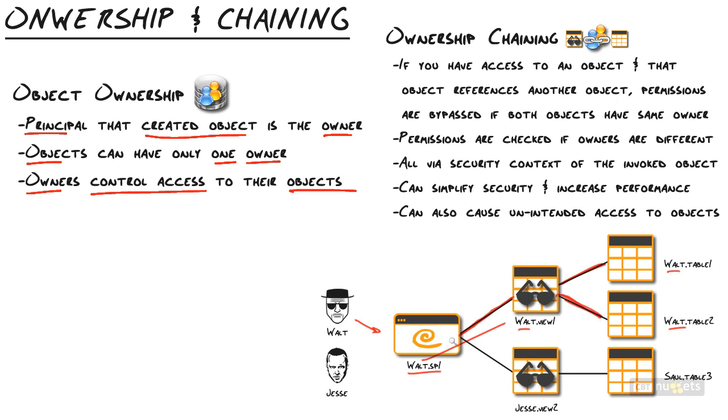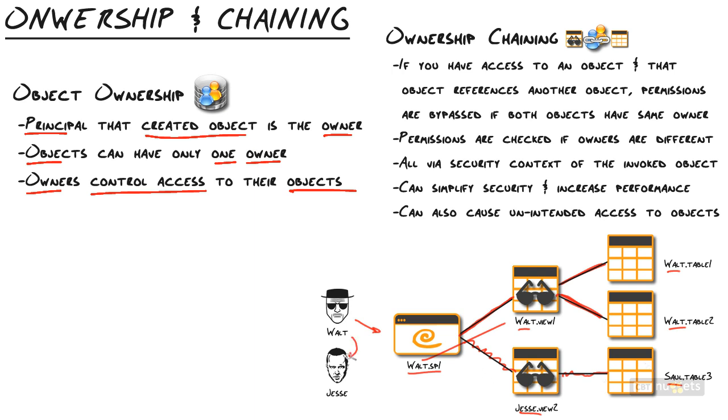So as long as the owner is the same, the chain is known to be unbroken and permissions will be bypassed. Now, on the other side of this, while this stored procedure is all cool up top, it goes down to the bottom and says, hey, wait a minute, owners are different, so it's going to check permissions. And as long as Walt has permission to Jesse's view, he's going to be good to go. And then the same thing with Saul's table back here. As long as he has permission, this whole thing will fly. But the whole thing here is that the ownership chain is broken down here, so permissions will be checked.